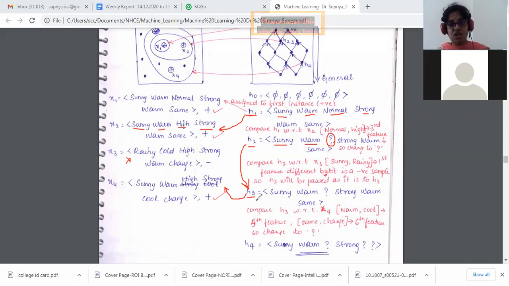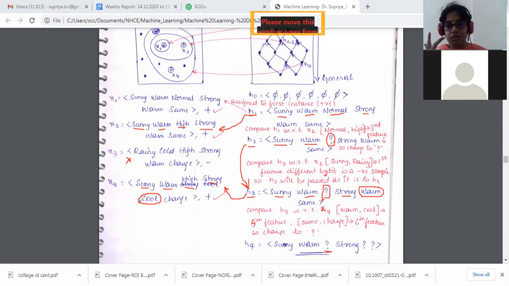So H3 is now compared with X4. Let's do the same comparison. The first term, sunny, is the same as sunny. Warm is the same as warm. I already have a question mark in the third place, and although there is a change in value, since it's already generalized, we need not be concerned about it, so it remains the same. The next term, strong, is again strong, which means it's the same. There is one more term that is getting changed, warm and cool.